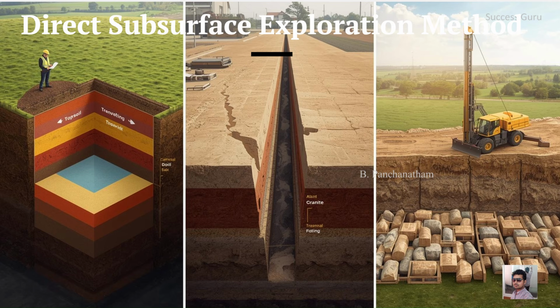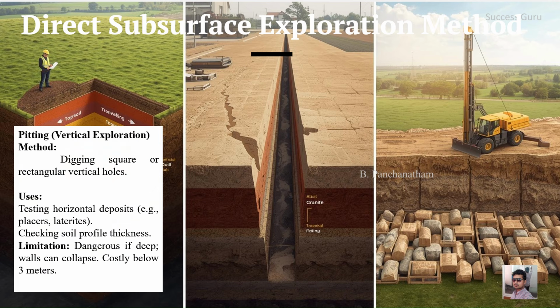The first method is pitting, which is vertical exploration. Here you are going to dig the ground rectangularly to reach a maximum depth. That is called pitting. The main use of pitting is to test horizontal deposits. When you have deposits like residual deposits or placer deposits, you can go to the depth up to which the rock is extending. To see that, you can go for pitting.